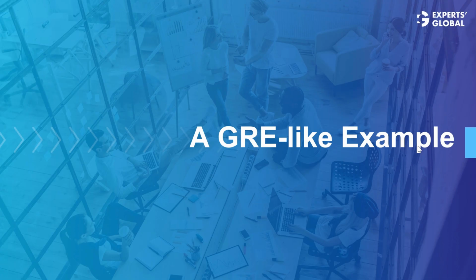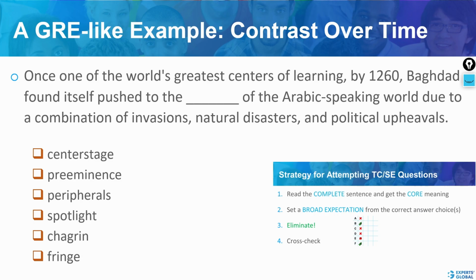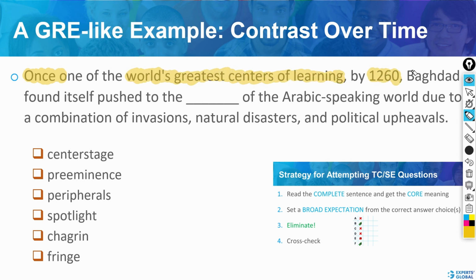Let's take a GRE-like example now. Here is the question. Here is the correct four-step approach. Please pause the video and solve this. So, once one of the world's greatest centers of learning by a certain date, a certain city found itself pushed to certain area of the world due to such and such reasons.